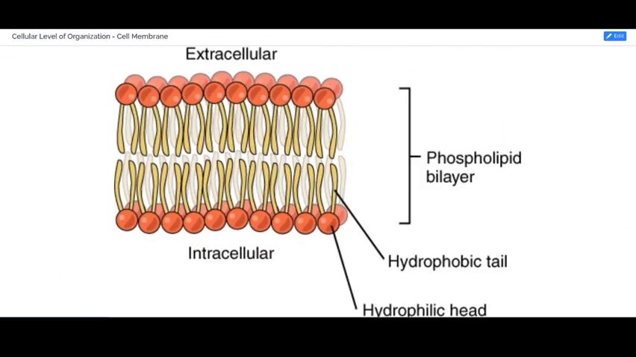Because of the dual properties within a phospholipid, it will naturally take on a configuration in large groups in a water solution, or water environment, I should say, where it forms a phospholipid bilayer. Now, in small numbers, it'll form a different structure called a micelle, but we're more interested in the phospholipid bilayer structure.